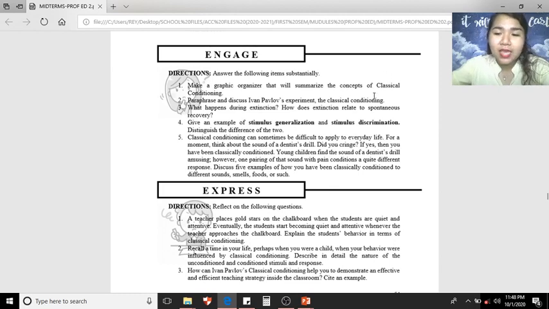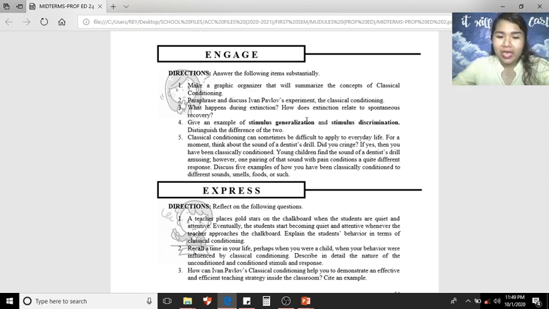Okay, so for the activity, still, you are to make a graphic organizer for engage. Then, i-paraphrase ninyo and discuss kung ano yung experiment na ginawa ni Ivan Pavlov. Diba? Diniscuss naman natin kanina through this video kung ano yung experiment niya. Okay? Then, what happens during extinction? How does extinction relate to spontaneous recovery? So, i-discuss yun. Then, magbigay kayo ng example ng stimulus generalization and discrimination. Then, you differentiate the two, generalization and discrimination.